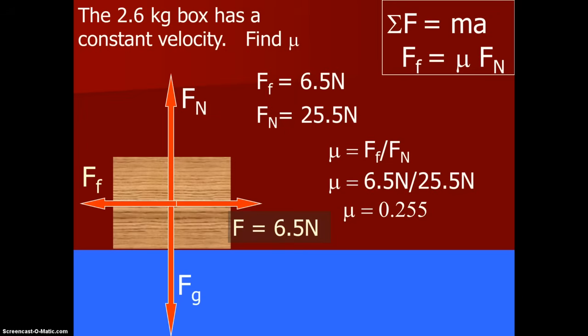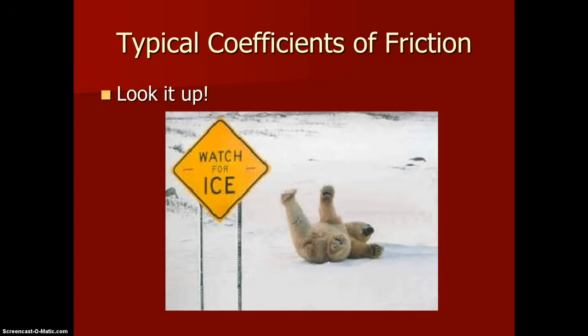Am I missing anything? Or is this the final answer? What about units? Well, I have 6.5 newtons divided by 25.5 newtons. The units cancel out. Mu, coefficient of friction, is a unitless quantity. It's only a number. And that concludes our exploration of friction forces and the coefficient of friction.